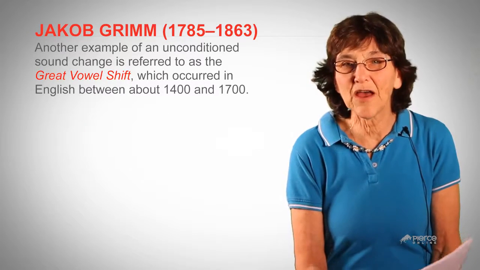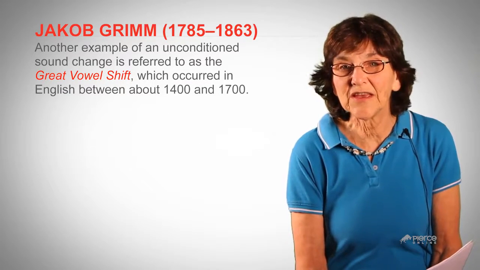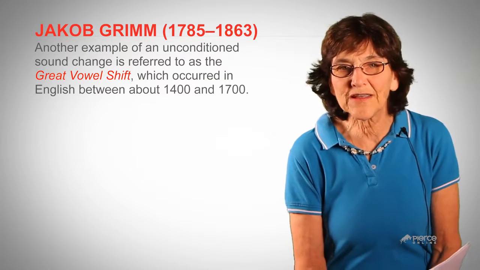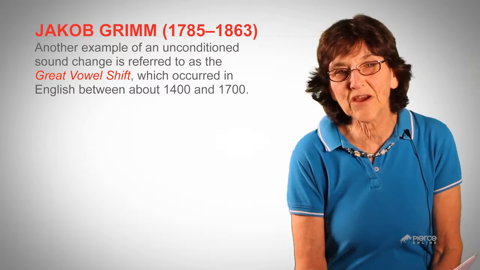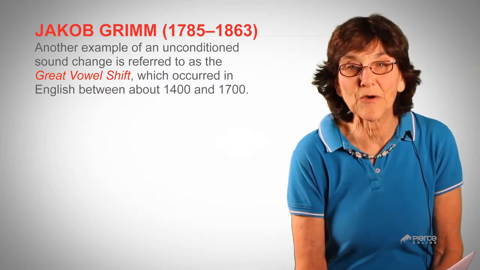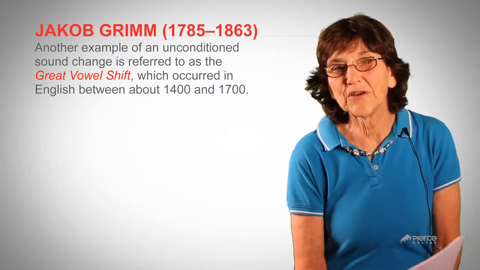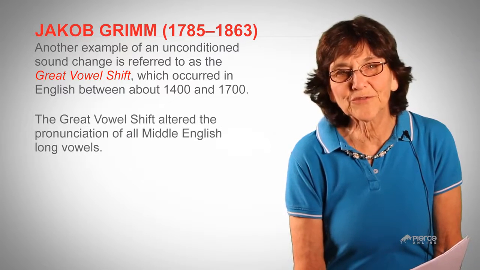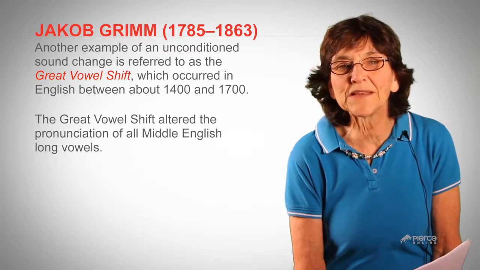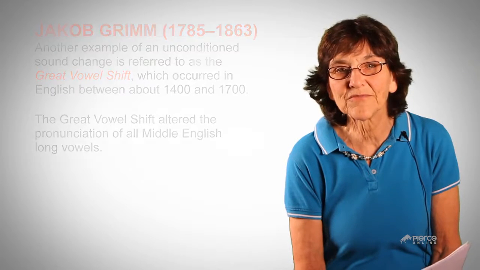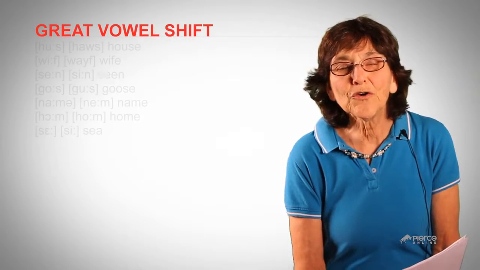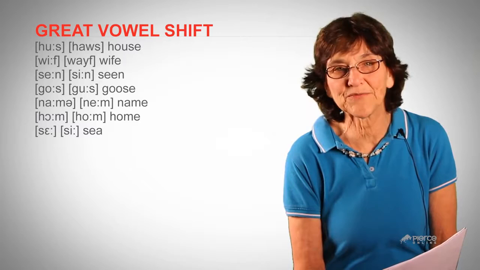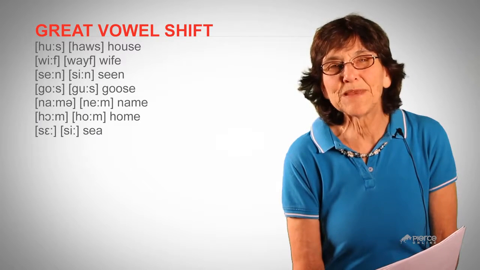Another example of an unconditioned sound change is referred to as the Great Vowel Shift, which occurred in English between about 1400, when Middle English was spoken, and 1700, when Modern English was spoken. The Great Vowel Shift altered the pronunciation of all Middle English long vowels. For instance, hus became house, wief became wife, nama became name.